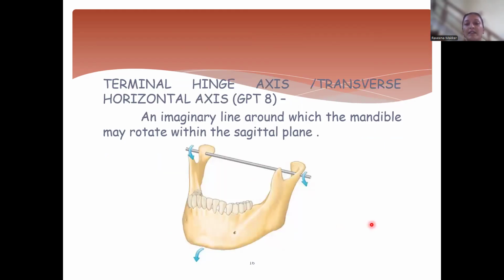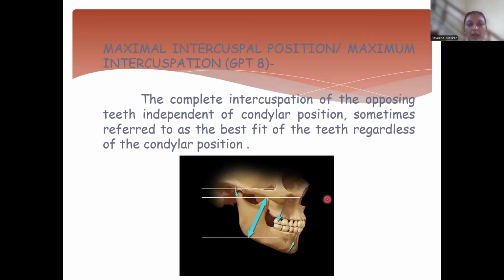Now, the terminal hinge axis or the transverse horizontal axis is an imaginary line around which the mandible may rotate within the sagittal plane. Then the maximum intercuspal position or the maximum intercuspation is defined as the complete intercuspation of the opposing teeth independent of the condylar position. It is sometimes referred to as the best fit of the teeth regardless of the condylar position.